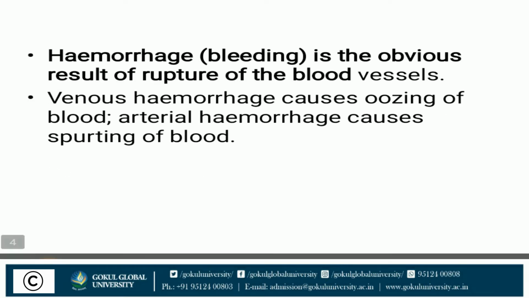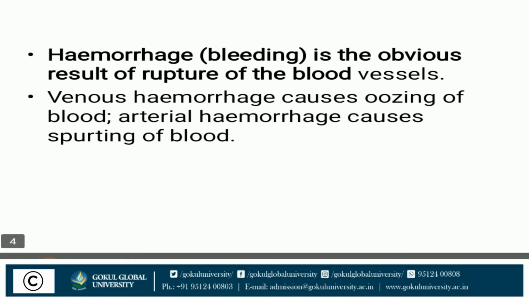Now what is hemorrhage? Hemorrhage is the obvious result of rupture of a blood vessel. In short, bleeding. Venous hemorrhage causes oozing of the blood. Arterial hemorrhage causes spurting of the blood. In short, if there is rupture of a vein, the blood will be expelled slowly. If the artery is cut or injured, the blood will be expelled forcefully.